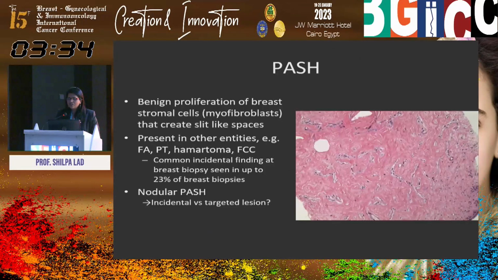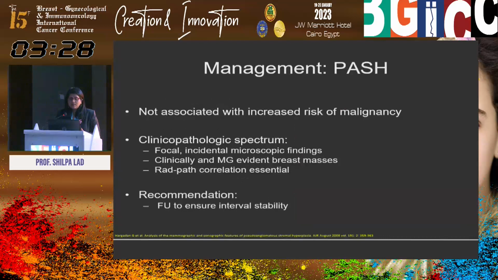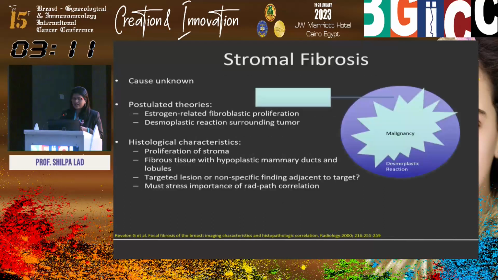Is it a high-risk lesion? It is not considered a high-risk lesion, okay? It's incidentally found sometimes on targeted lesions. They often recommend that only a follow-up is required if we see a PASH. However, occasionally we have seen PASH grow very fast, as big as a phyllodes tumor, okay? And in those cases, they have been surgically excised.